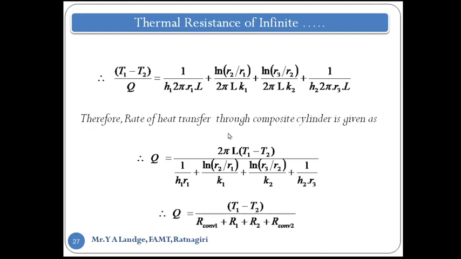I can again remodify this in terms of the resistance. Q is equal to T1 minus T2 over the resistance by convection, resistance by conduction, resistance by conduction, and resistance by convection. So these are R convection 1, R1, R2 and R convection 2. If you find out the values of these, then you can easily get Q, the heat transfer through the cylinder.